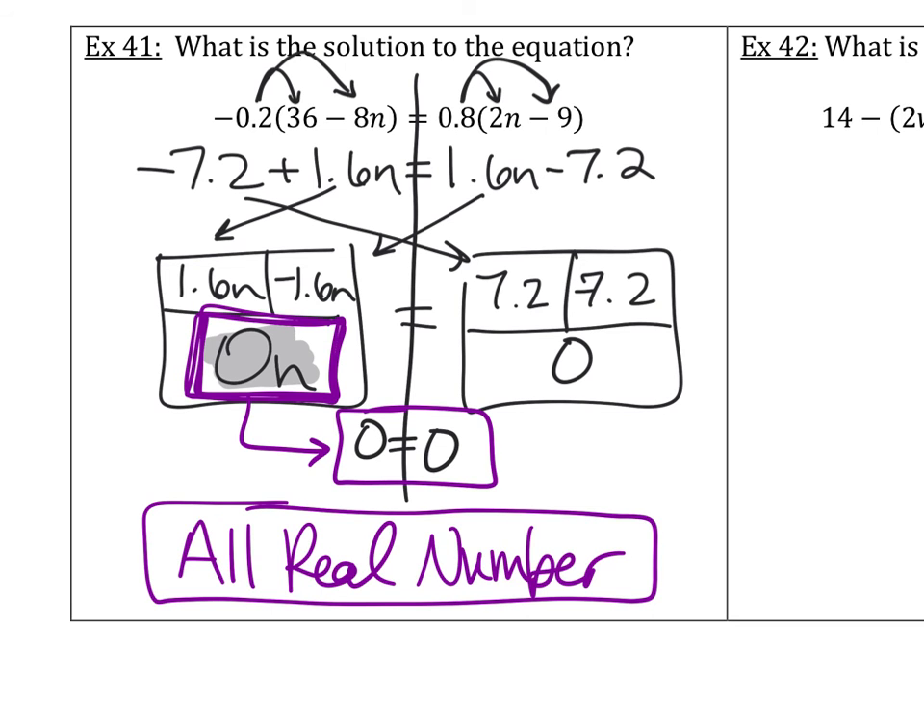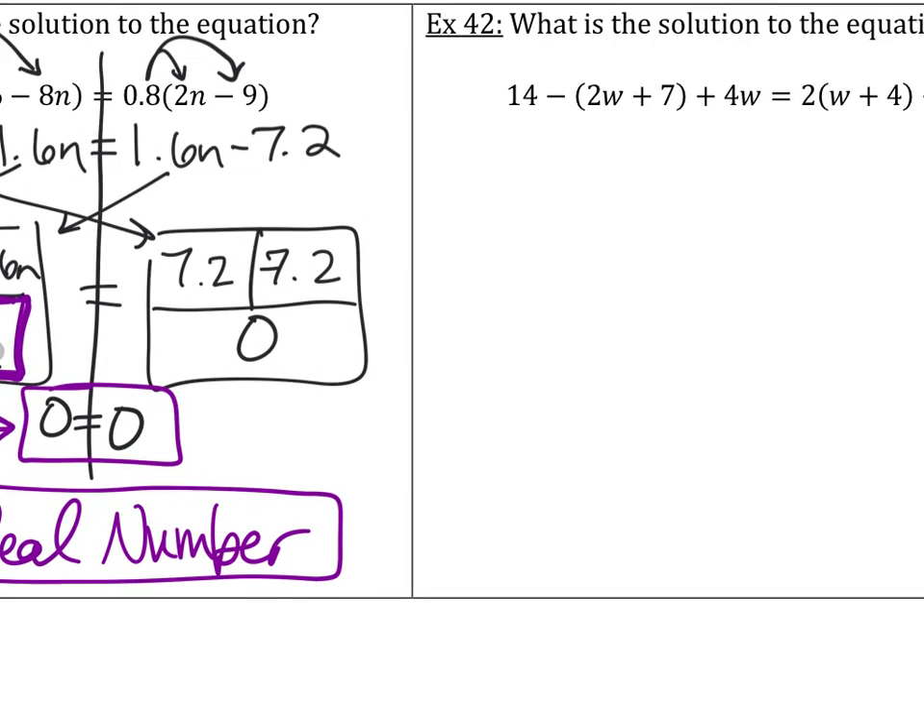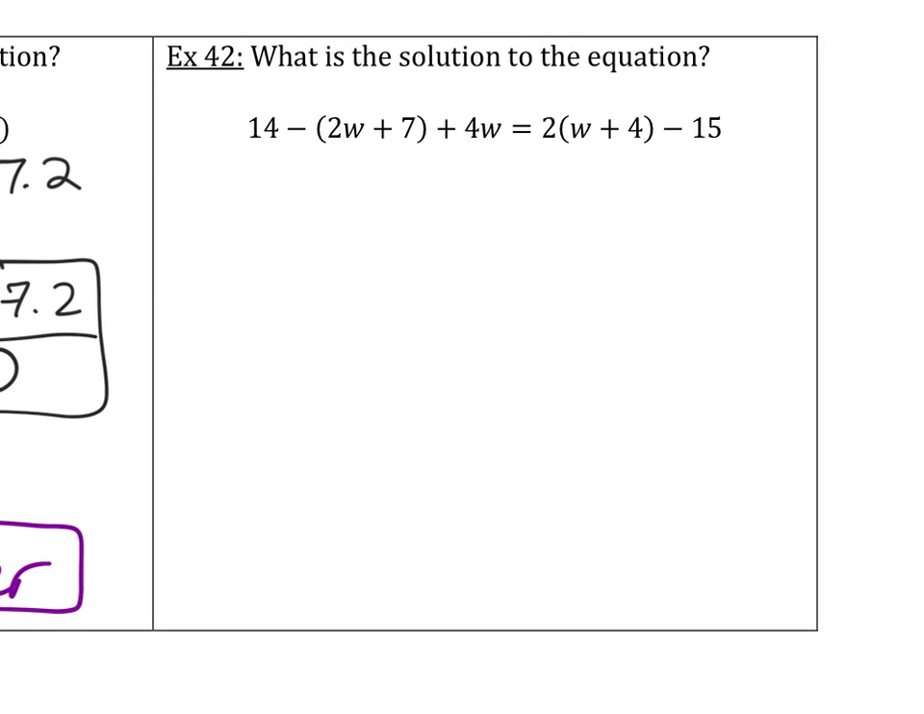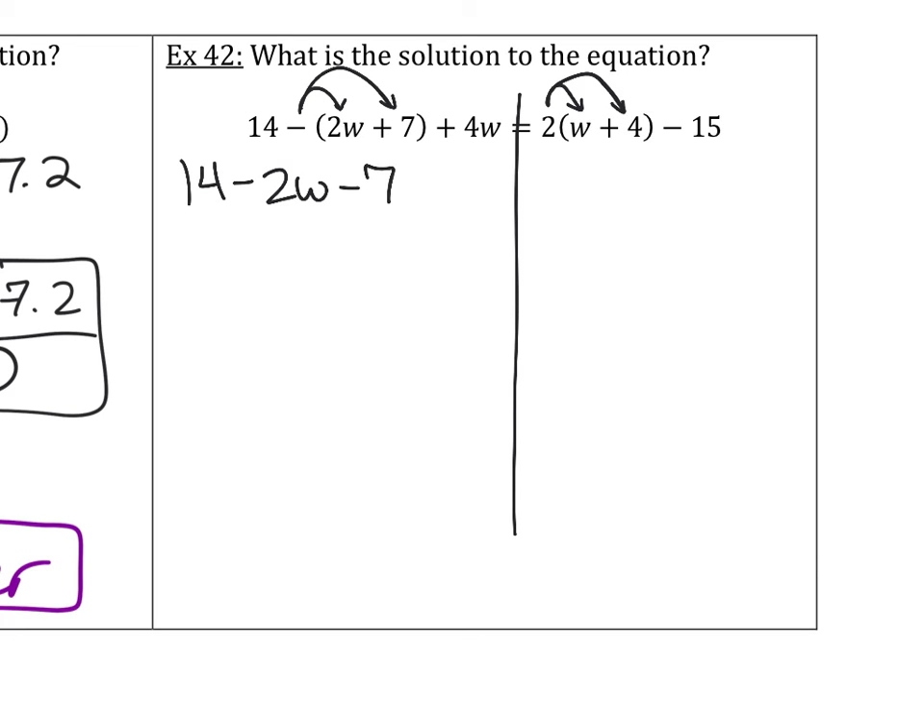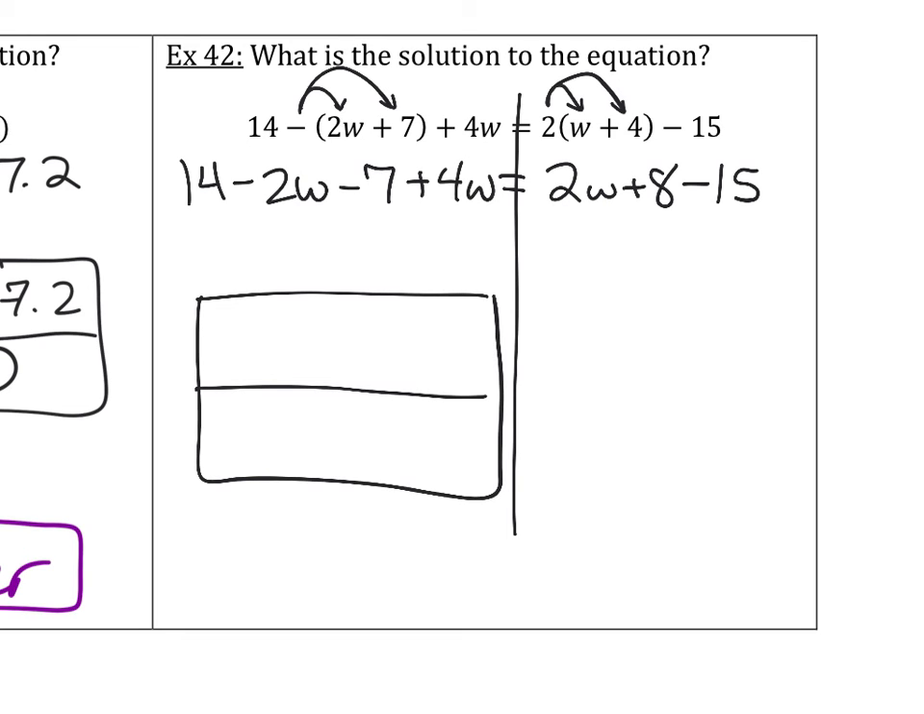Okay, let me do this other example before I give you time to write this down because I'm just going through it kind of quickly. But on this problem, we would again solve with the box method, which means we draw our line and we distribute across the entire equation when necessary. This would become 14 minus 2w minus 7 plus 4w equal to 2w plus 8 minus 15. And again, I know I'm going fast. I just want you to see what happens here.